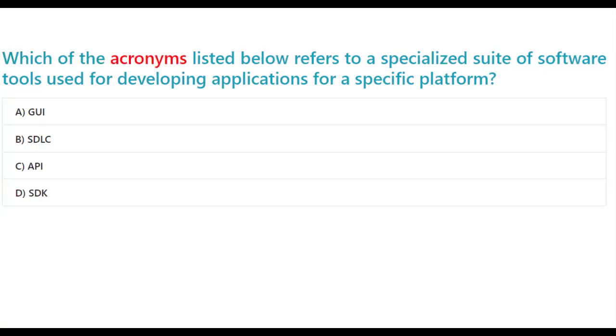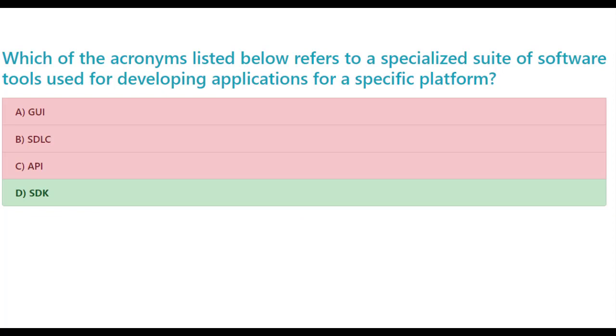Which of the acronyms listed below refers to a specialized suite of software tools used for developing applications for a specific platform? A. GUI, B. SDLC, C. API, D. SDK. The correct answer is D. SDK.